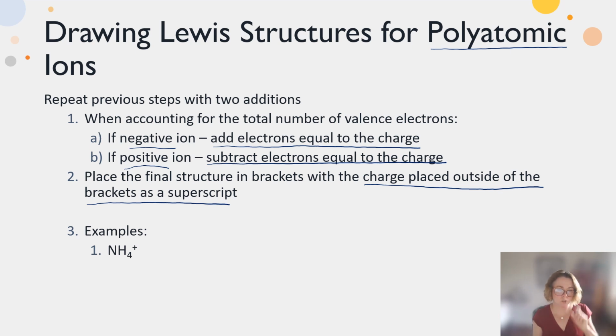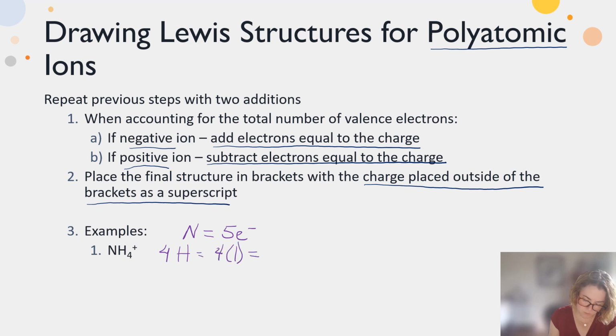All right, so we'll do ammonium as our example. Okay, so we're going to follow the same rules, right? We're going to count up our total number of valence electrons first. And so for nitrogen, nitrogen sits in group 5, so nitrogen will have 5 electrons. I have 4 hydrogens.